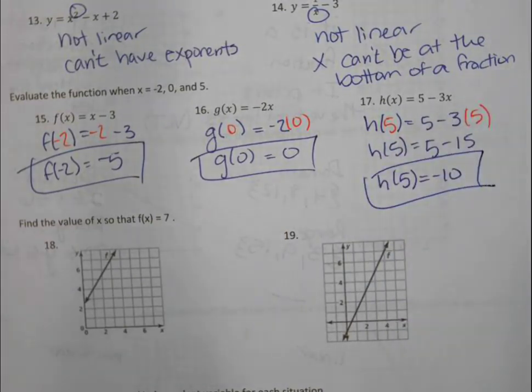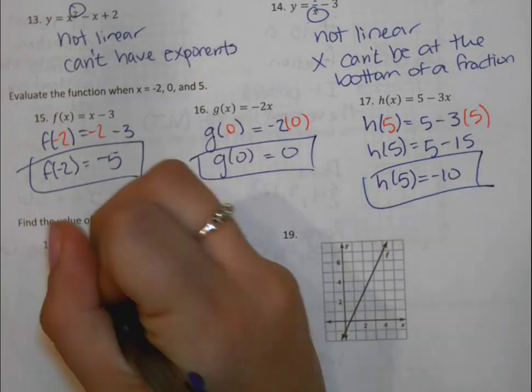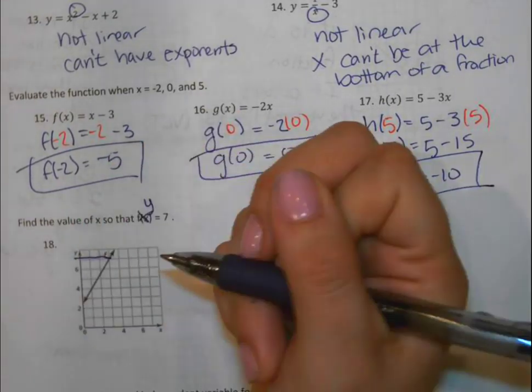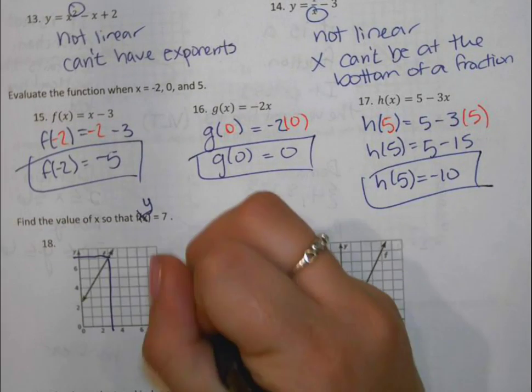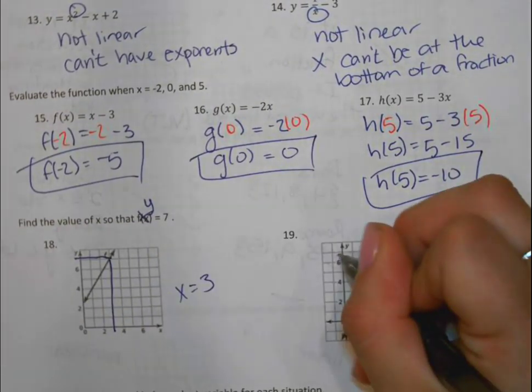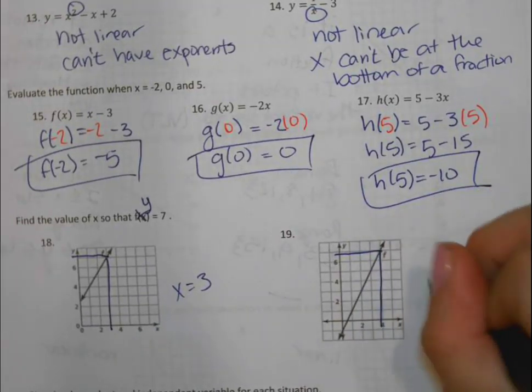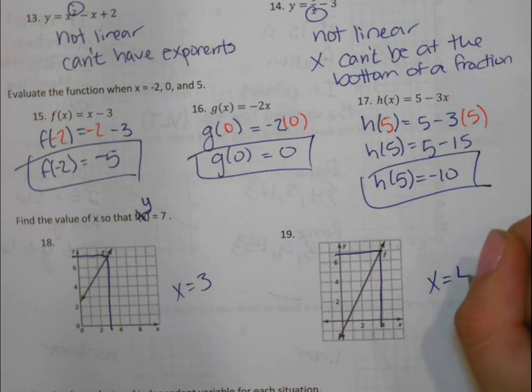Okay. On number 18, it wants me to find the value of x when f of x equals 7. This is saying y equals 7. So if I go over here, my y equals 7 right there, my x value equals 3. So if you go over here, I'll go over to my y value of 7, and go down, so my x value is 4.